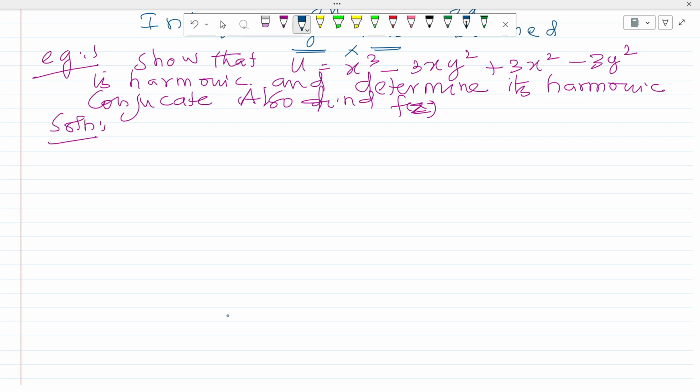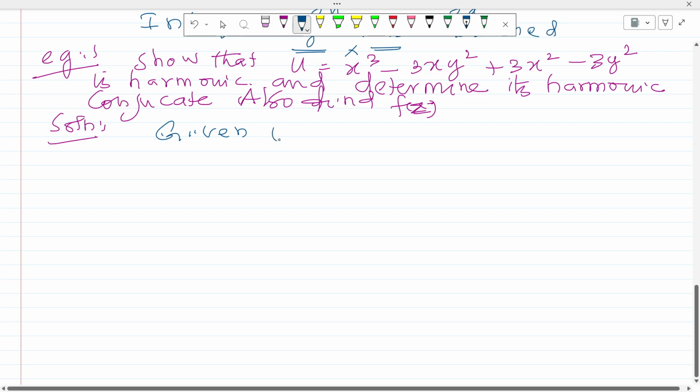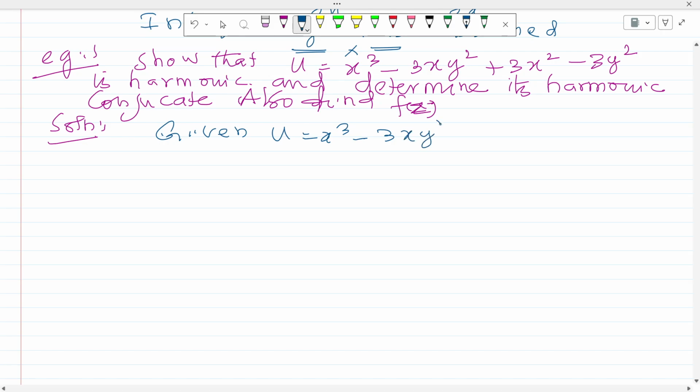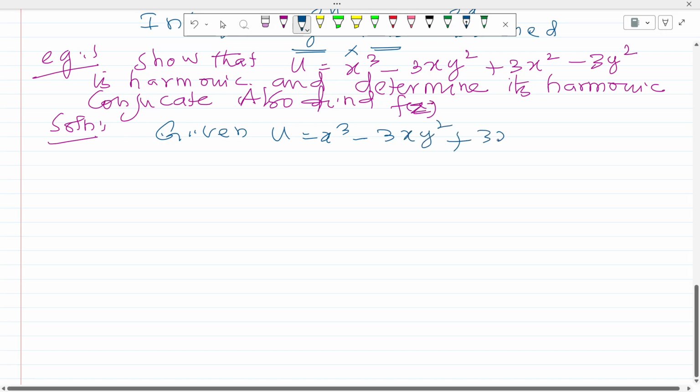What is the first one? Prove that it is harmonic. So what is given here? Write down, given u equal to x cube minus 3x y square plus 3x square minus 3y square.